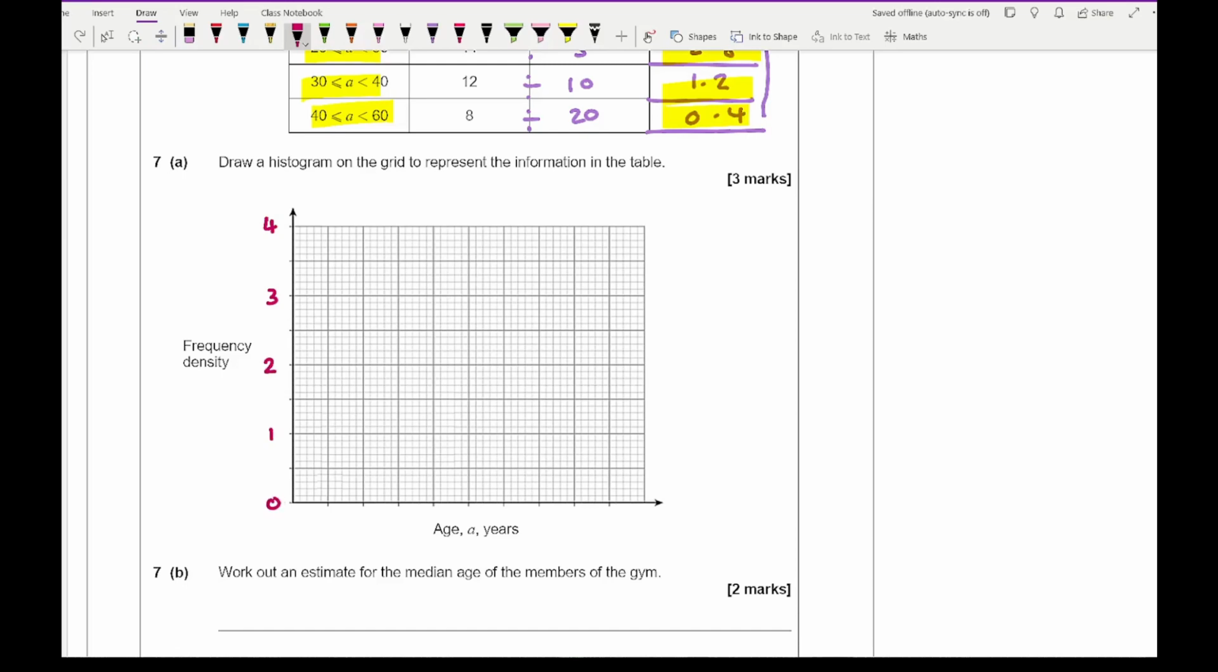Then you can either start at 15, which really would be allowed on the mark scheme, but I would put a little break mark, so it starts at 15 and then goes up in 5.